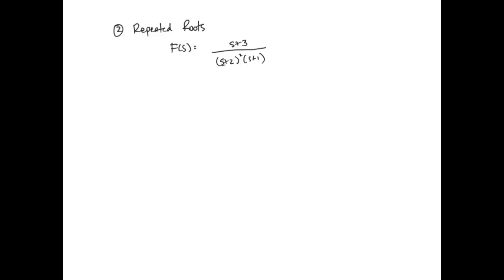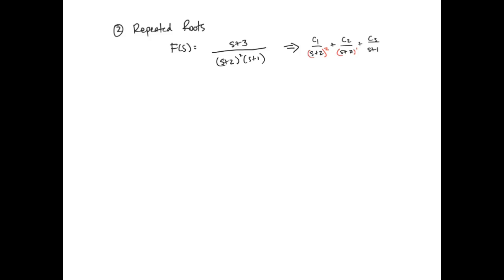If we were following the same rules as the method before, we would say C1 over s plus 2, plus C2 over s plus 2, plus C3 over s plus 1. That's not quite correct. When you have repeated roots, you raise one of the denominators by the number of times it's repeated. So here you would have s plus 2 squared as one denominator, and then s plus 2 to the power 1, and then you would have your other root.